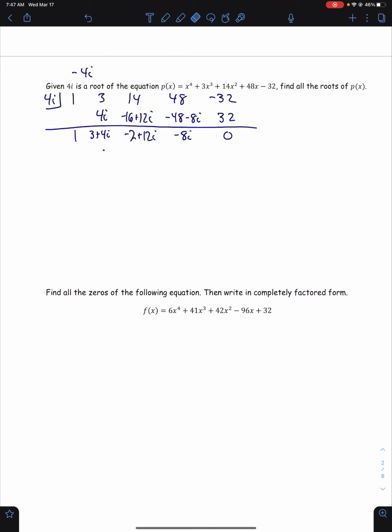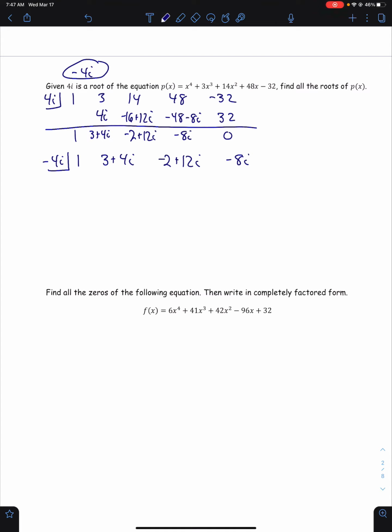So this is what you should get for this synthetic division. And now we also know negative 4i is a root. So that's what we're going to do here, negative 4i. And let's continue our synthetic division. So now I'm just going to write the new coefficients we have from the above synthetic division, and it should even out at the end. Our answer after this should have no i's, because the i's should all cancel out.